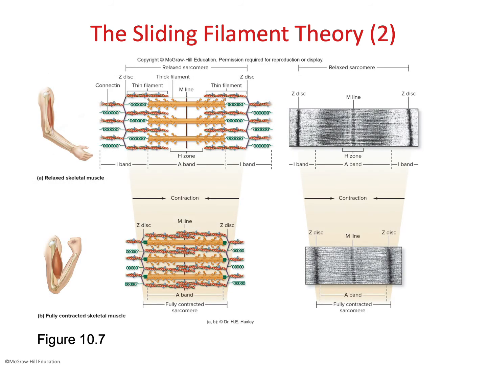And this is showing the sliding filament theory, showing in a relaxed muscle how the sarcomere is at resting length from one Z disc to the next. But in a fully contracted muscle, you can see how the sarcomere shortened in length when everything slid past each other. The next slide has a video describing what rigor mortis is.